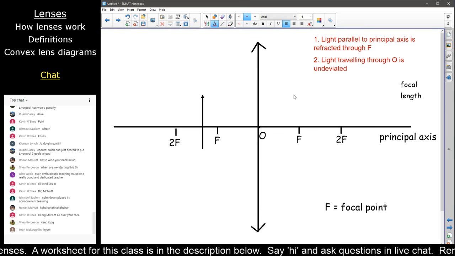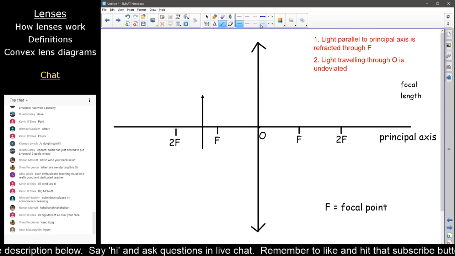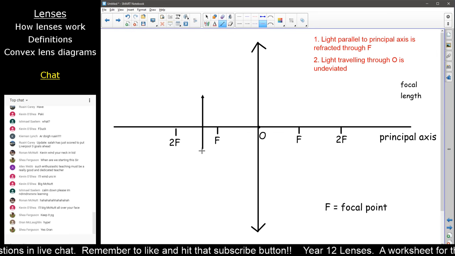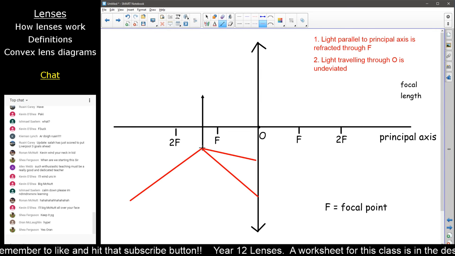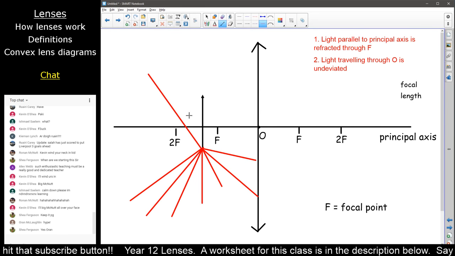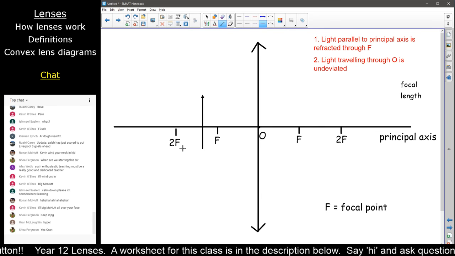Where does a sharp image get made? Two rays of light. Light parallel to the principal axis is refracted through F, light traveling through O is undeviated. So onward and outwards, let's get ourselves some light. Every single part of this object is going to give out light. I can see the object, therefore it's either making its own light or it's refracting light all over the place. One of the two is true. This little bottom part of the object is firing light out in every which direction, into the page, out of the page, all over the shop. And the same is true for every single other point. That's going to mess our diagram up horribly, so we're going to concentrate on two.